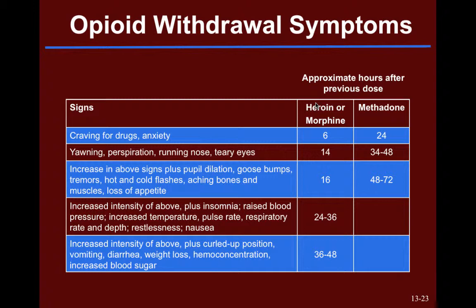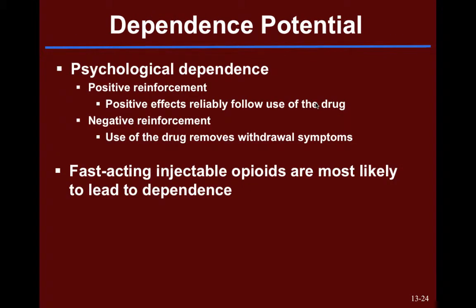Now, if we can get the person past that 36 to 48 hours, then we see those withdrawal symptoms begin to decrease. But what we typically see with opioids is the psychological dependence. And one of the reasons that we see that develop is because of that positive reinforcement. Somebody gets the craving for the drug, they take the drug, and they see its positive effects pretty rapidly. And they also get negative reinforcement where the use of the drug removes those withdrawal symptoms that we just listed. Now, injectable opioids, because of their fast action, are the ones that are most likely to lead to dependence.